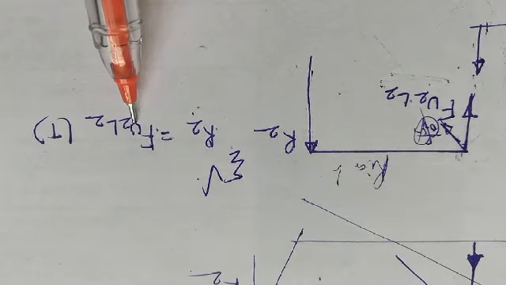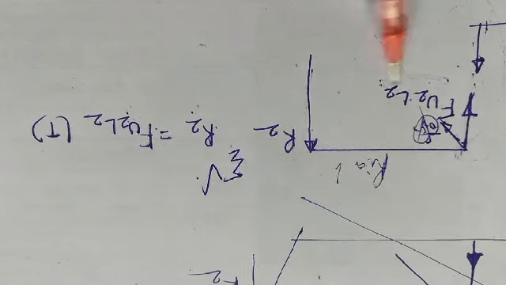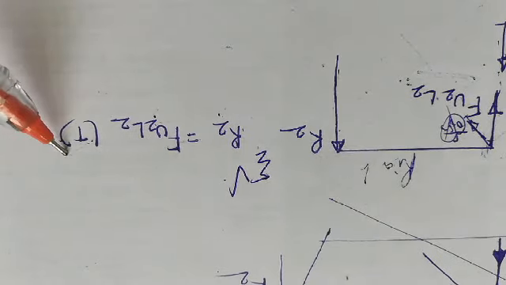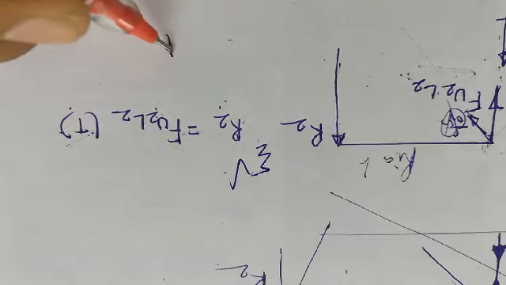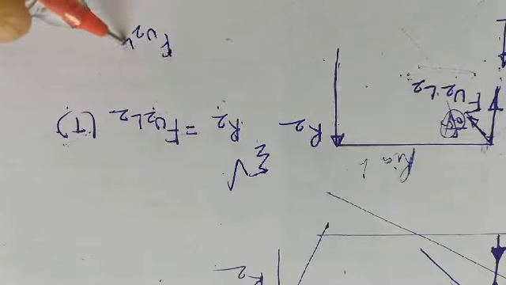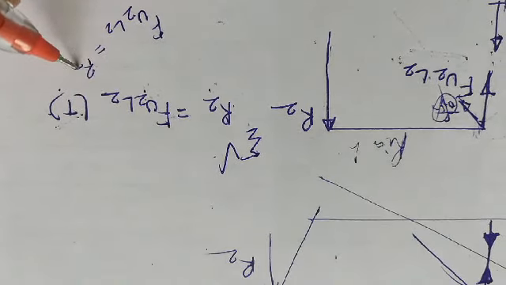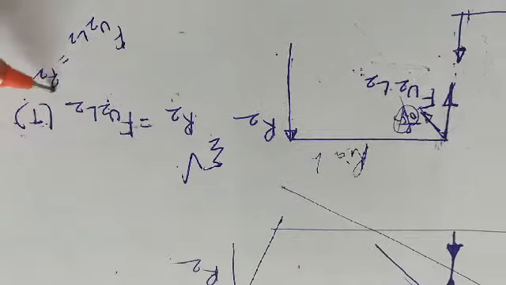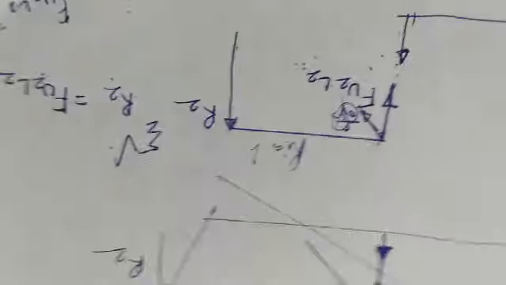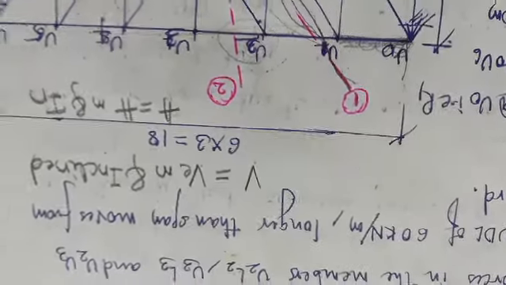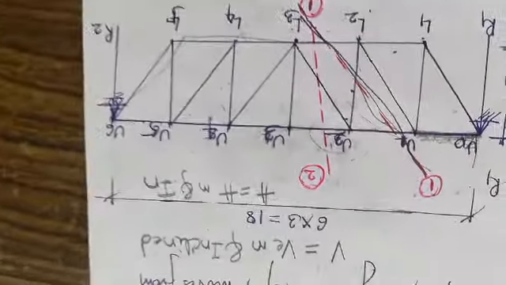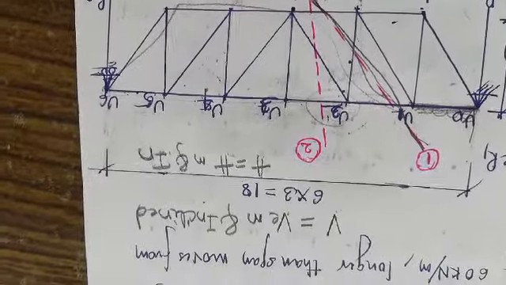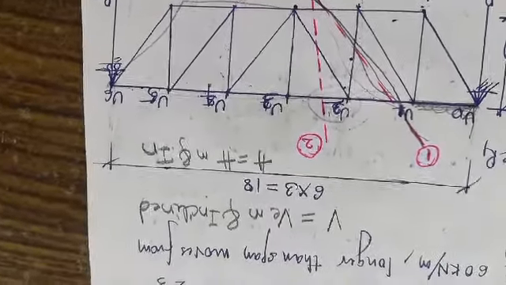Reaction R2 is equal to the force in U2 L2. Since it is positive, I will get it as tensile in nature. So what will it be? Force in U2 L2 is equal to R2. Now how do I get that R2 value? The R2 values are got by drawing the influence line diagram for reaction R2.